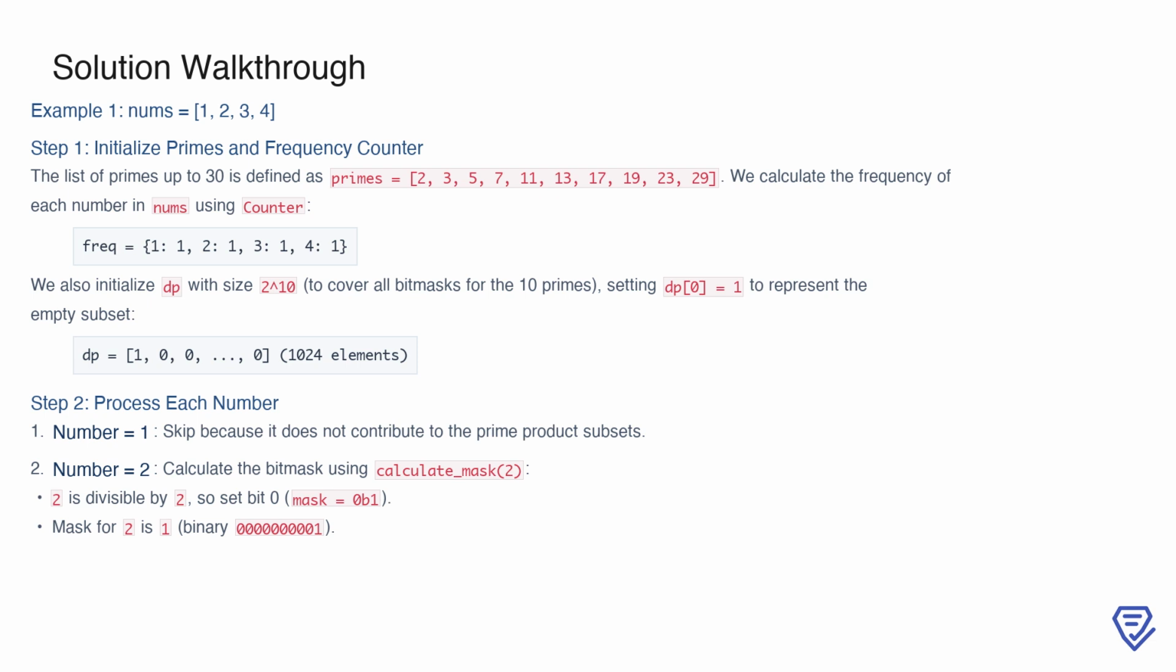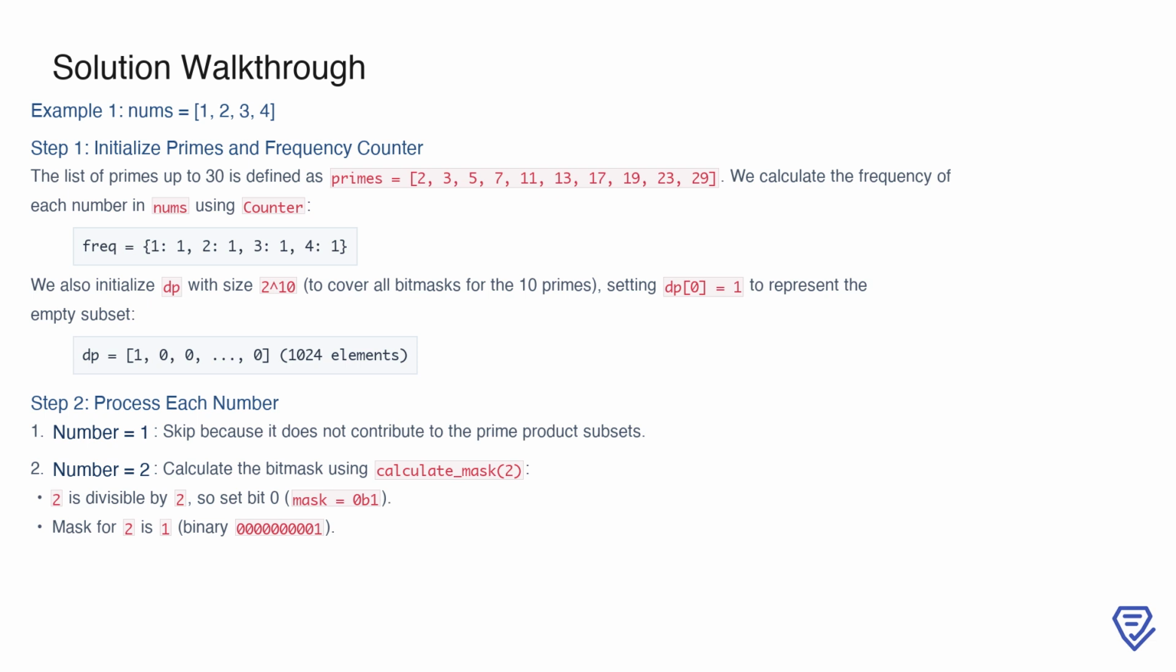We also initialize a dynamic programming array DP of size 2 to the power of 10 because there are 10 primes, and each bit mask represents a combination of these primes. The first element, DP[0], is set to 1 to represent the empty subset. The rest of the elements in DP are initialized to 0.